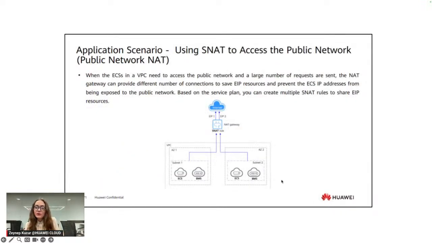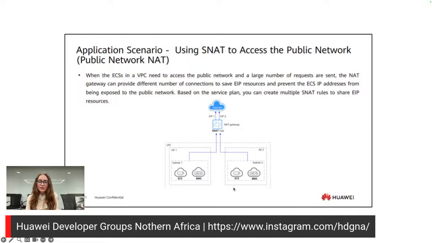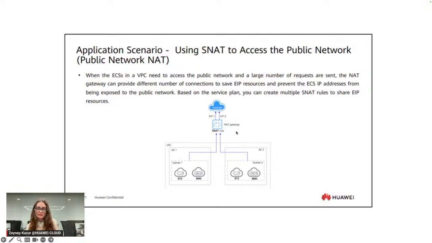So here's an application scenario, and let me break it down to you. In this diagram, we have ECSs and BMSs in a VPC that need to access the public network. Instead of exposing their IPs directly, we use a NAT gateway. This gateway uses something called SNAT rules. These rules allow multiple ECSs and BMSs to share one single EIP, and it prevents the resources' IP addresses from being exposed to the public network. So basically, it helps manage a large number of requests by assigning different connection numbers. It's efficient and keeps the ECS IPs hidden from the public network. You can even create multiple SNAT rules based on your service plan to optimize the use of EIP resources. It's simple, right?